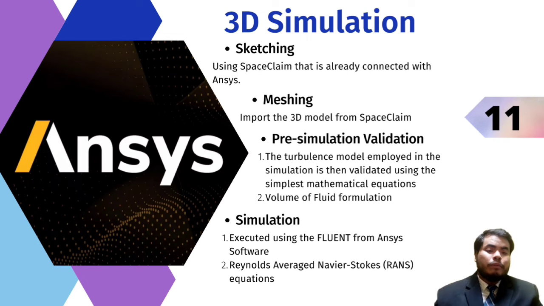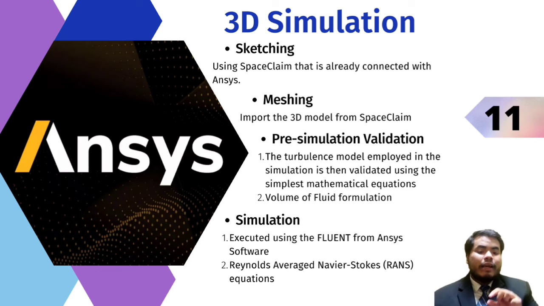Next, we have the meshing part. Here, we import the 3D model from SpaceClaim into ANSYS and start meshing the model. Next, we have the pre-simulation validation. The turbulence model employed in the simulation is then validated using the simplest mathematical equations after the investigation. The open channel flow will be handled with the volume of fluid formula.